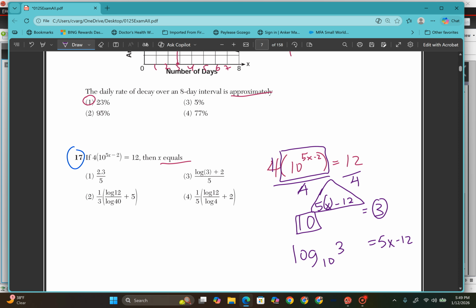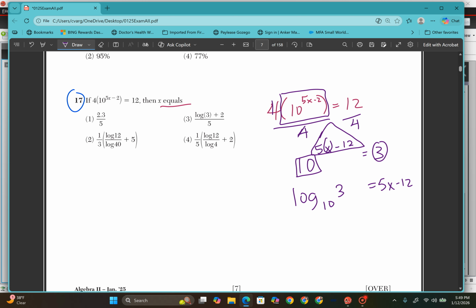Okay. So now what we're going to do is get the x by itself. So add 2 to both sides. Then this cancels out, and that is equal to 5x. So we have log base 10 of 3 plus 2 is equal to 5x. Divide both sides by 5. So you get x is equal to this right here. So which one is that the same thing as now, right? So we have to look and see how we can get that to be one of the answers that's there.